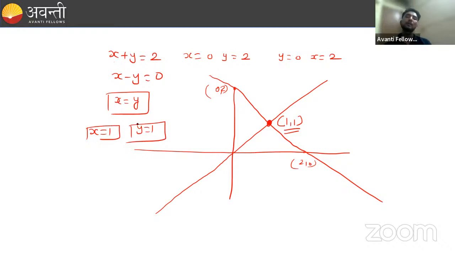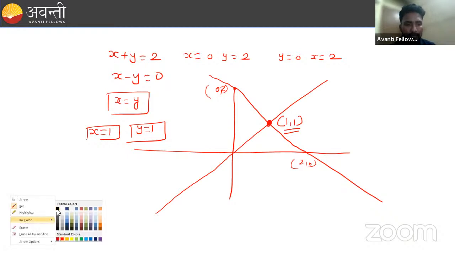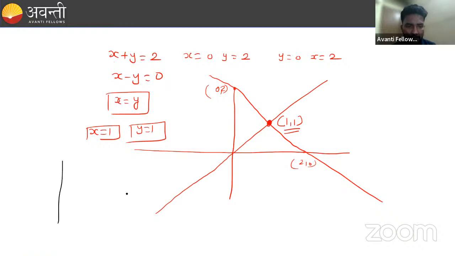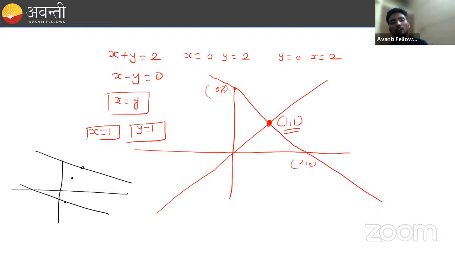Okay, sometimes there will be two lines. Suppose you plot them, and one graph goes like this and the other graph goes parallel to it. That means both are parallel, so it will not intersect, and then you will not get any point. Okay, so you just have to draw the graph and check whether we are getting a solution or not.